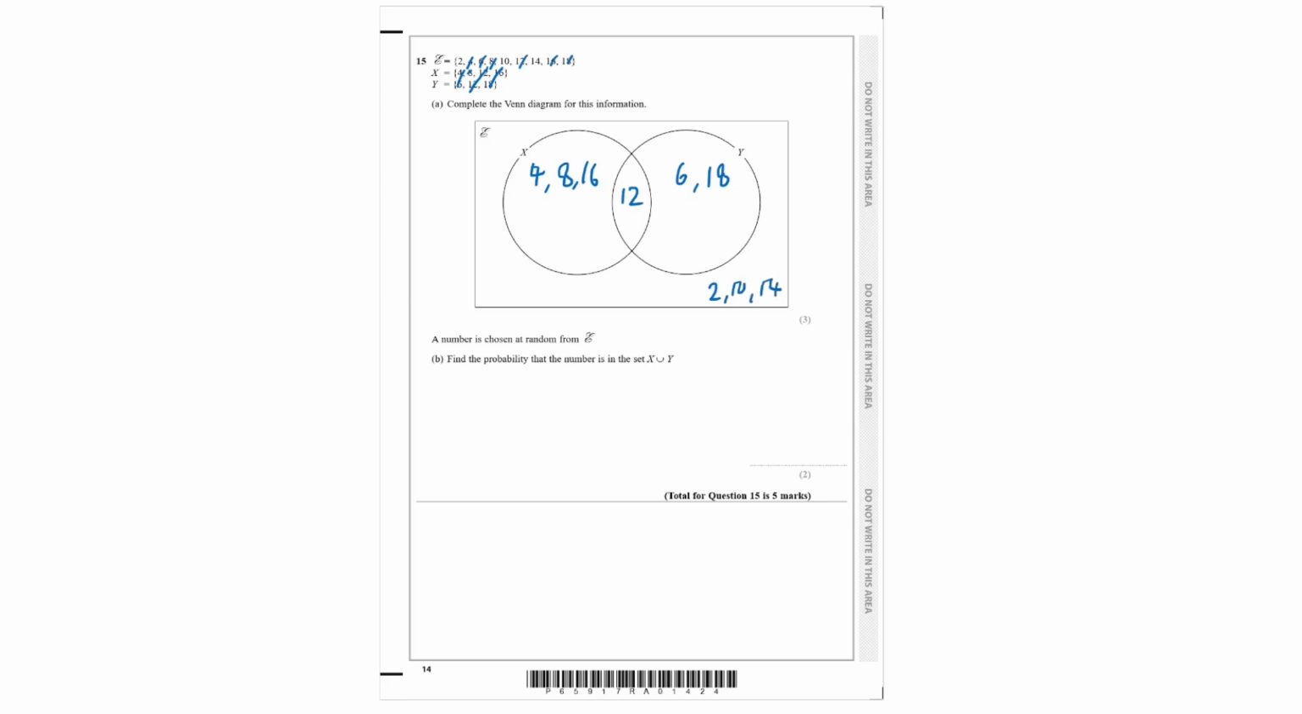Moving on, a number is chosen at random from E. Find the probability that the number is in the set X union Y. So X union Y means everything within the subset. And since there are only 9 possible values, we simply count how many are inside. So we have 1, 2, 3, 4, 5, 6. So it's just 6 over 9.